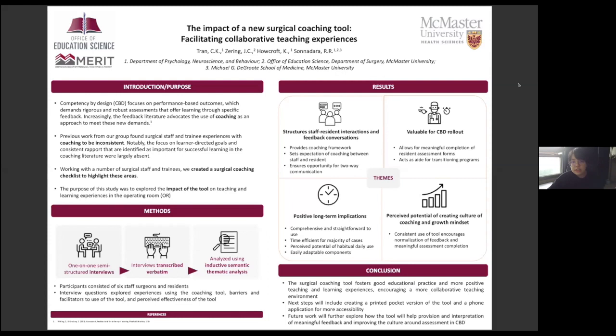In conclusion, the coaching tool facilitates a more collaborative teaching and learning environment, as well as encourages bidirectional communication. The next steps will be creating a smaller printed pocket version of the tool and then potentially a phone app for more accessibility. Future work will further explore how the tool will help provision and interpretation of meaningful feedback and improving the culture around assessment in CBME.